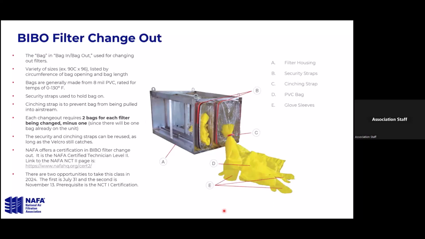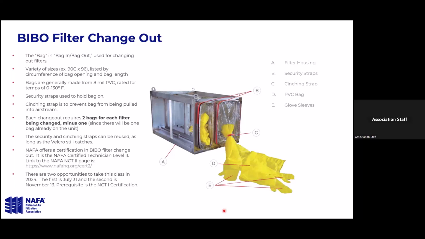What you may see or people refer to is going to be the circumference and the length of the bag. So you may see somebody reference a 90C by 96 bag size. Bags are generally going to be made from 8 mil PVC, and they're going to be rated for temps of 0 to 130 degrees Fahrenheit.